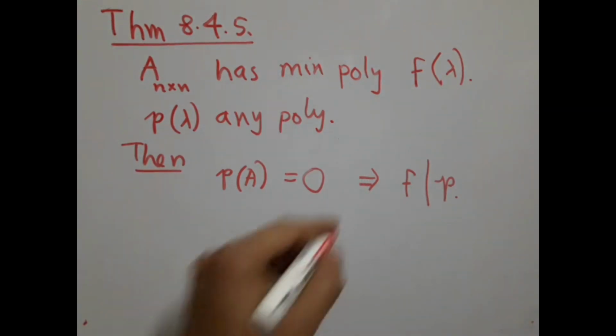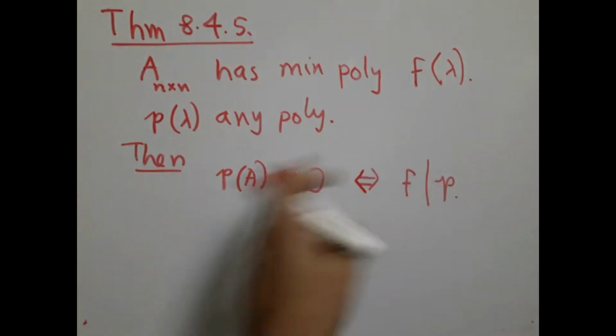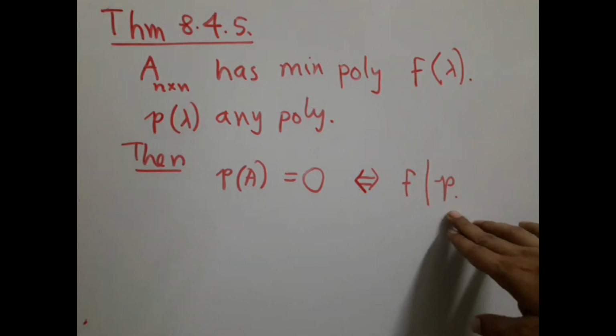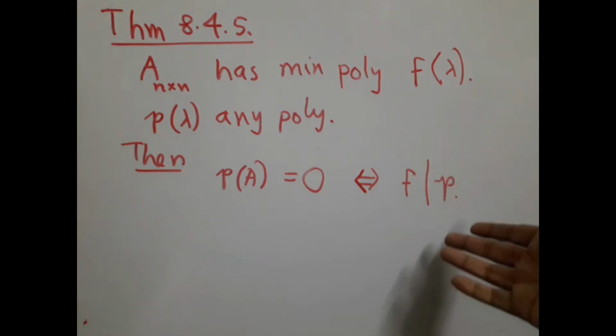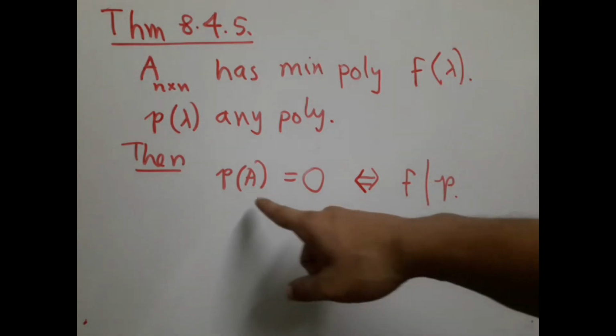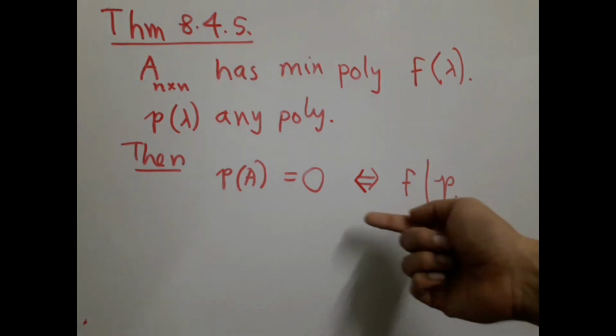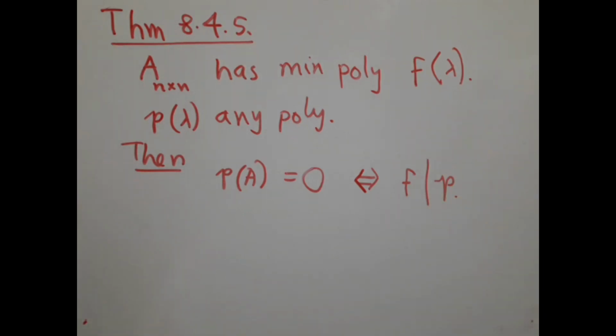Now, the other part is actually quite trivial, and it is this two-way thing which makes this theorem powerful, because if f divides p, then p must be something times f, and f itself kills A, so if you multiply that 0 with something else, it remains 0. So this implication is just trivial. The non-trivial part is this implication.